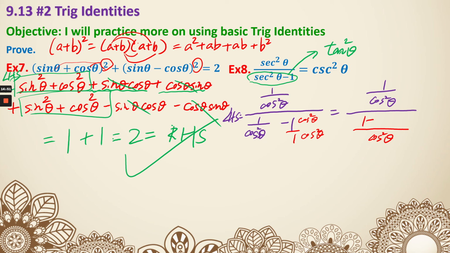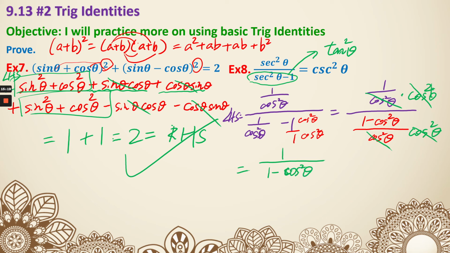On the top is 1 minus cosine squared. Now see, I have a fraction on the top and a fraction on the bottom. I can multiply by an extra cosine theta squared to get rid of both the denominator on the top and the denominator on the bottom. So the whole thing, I have a 1 on the top. On the bottom, I just have 1 minus cosine theta squared.